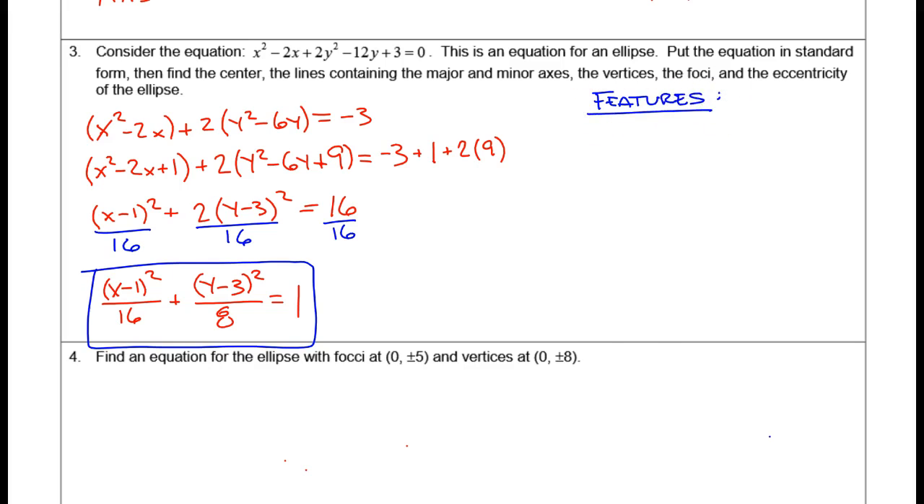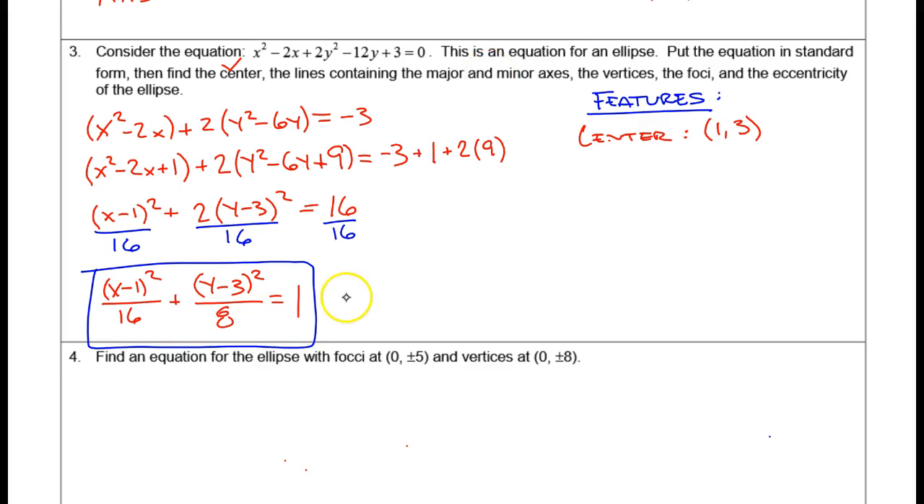And we'll go ahead and start with, let's see, the center. And that's easy enough. That's going to be at 1, 3. And then the lines containing the major and minor axes. So let's talk about that.